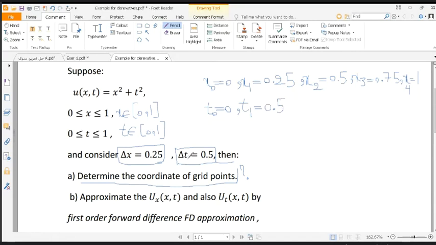Because the step size for t and the step size for x are not the same, not equal. The step size for t is delta t and equals 0.5, and the step size for x is delta x equals 0.25. The next point for t is t2, okay? What is t2? 1.